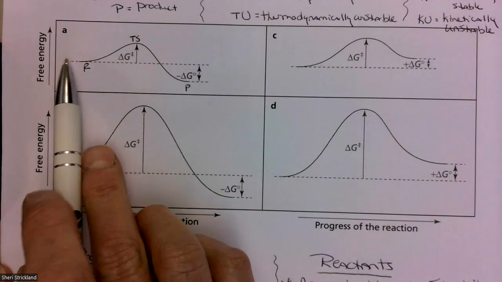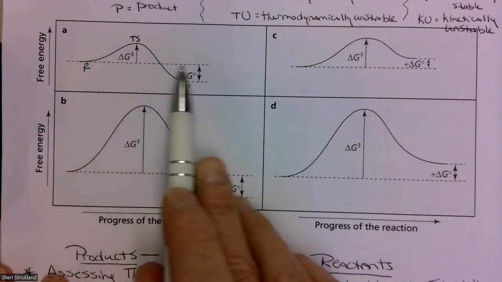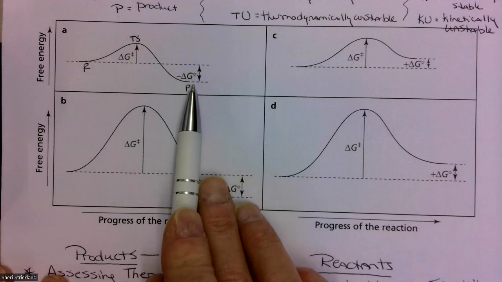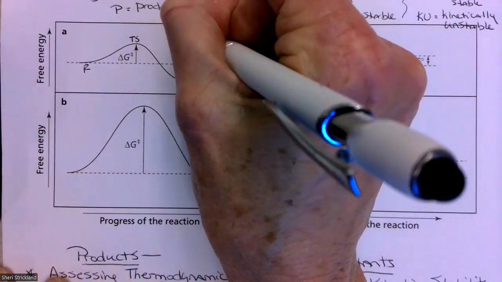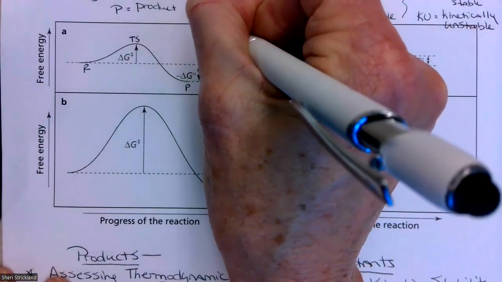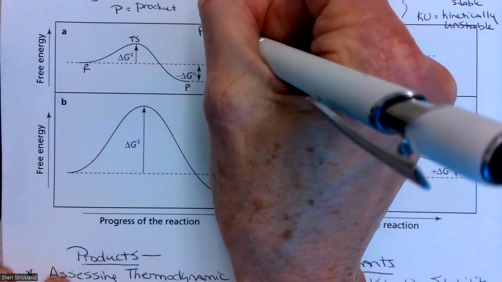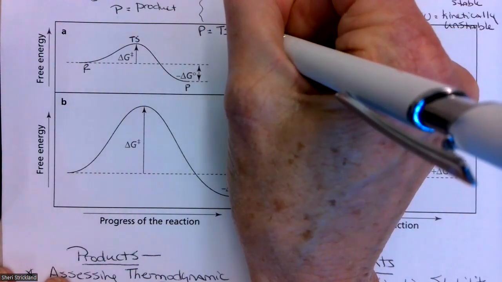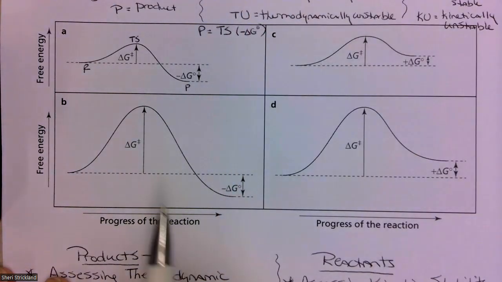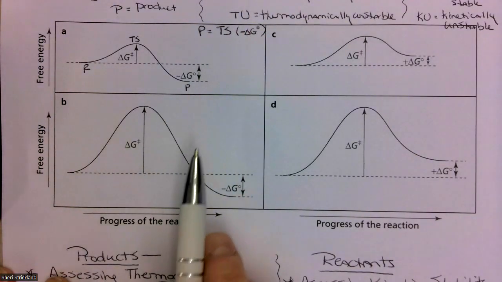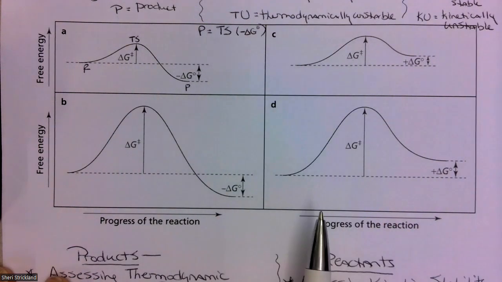So you can see right here that with this reactant and product, we've got a negative delta G. And that means that this product is thermodynamically stable because it's got a negative delta G. All right, so do we have any others that are thermodynamically stable? We've got 4 here, A, B, C, and D.